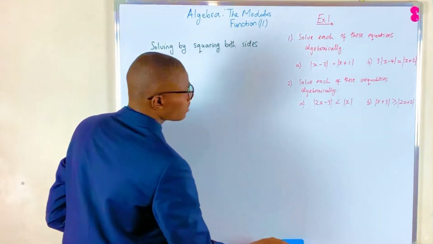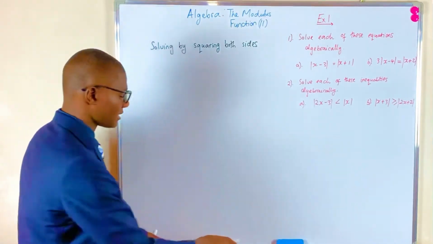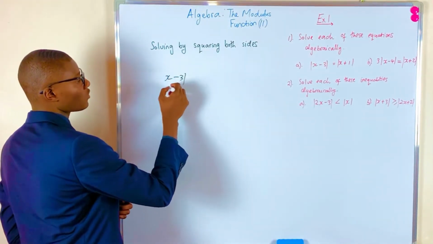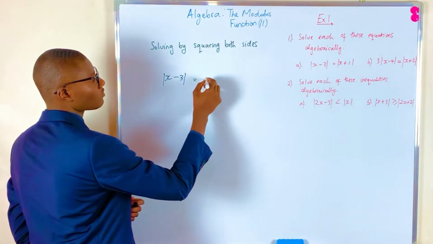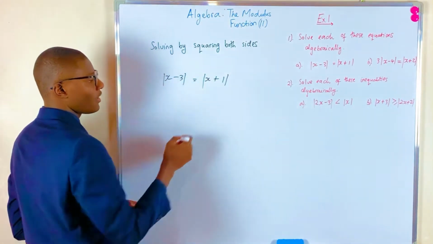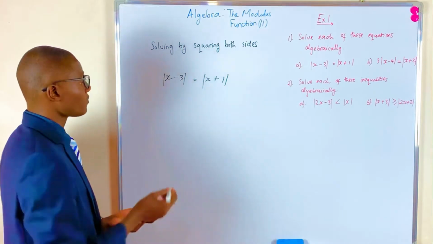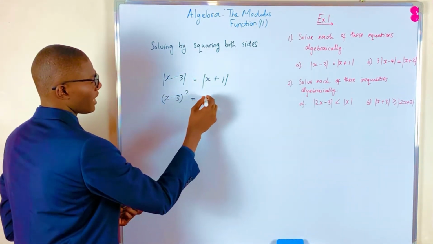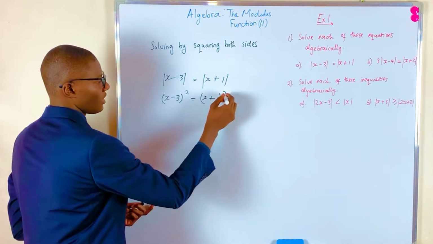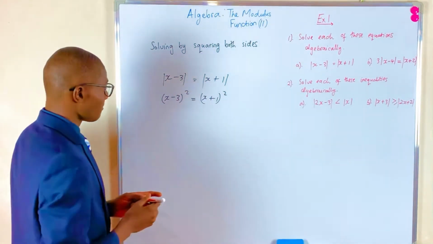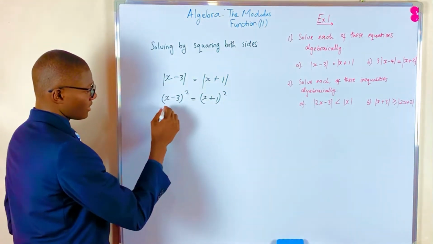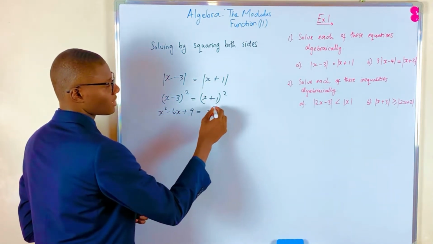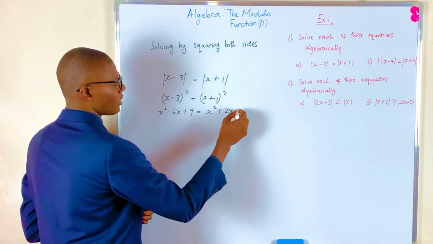Okay, so for number 1, we've got 1a: the modulus of x minus 3 being equal to the modulus of x plus 1. Right, so the first step is to square both sides. x minus 3 squared is equal to x plus 1 squared. Then next step, we shall expand. So we get x squared minus 6x plus 9 being equal to x squared plus 2x plus 1.